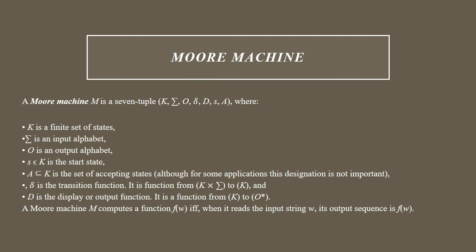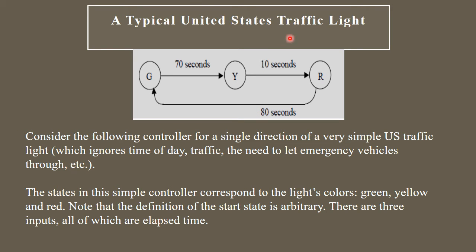Let's understand Moore machine with an example. Typical United States traffic light. Let's consider the following controller for a single direction. So, here it is shown a single direction of a very simple US traffic light, which ignores many things like time of day, traffic, the need to let emergency vehicles through, etc. So states in this simple controller correspond to the light colors, that is green. I said in case of Moore machine, as soon as you enter any particular state, output gets generated.